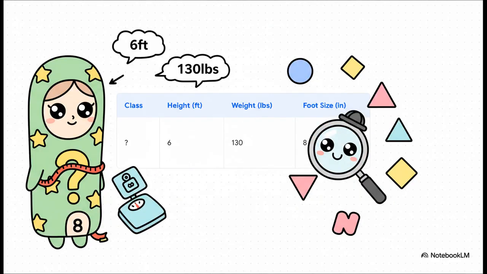All right, time for the test. We've got a new mystery person. They're 6 feet tall, weigh 130 pounds, and have a foot size of 8. So now the classifier's job is to look at this new person and decide which profile they fit best, male or female.